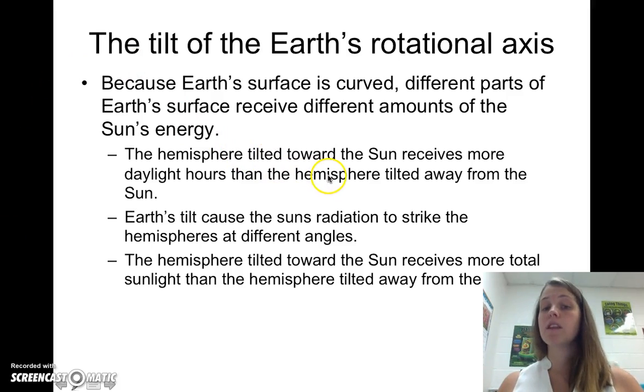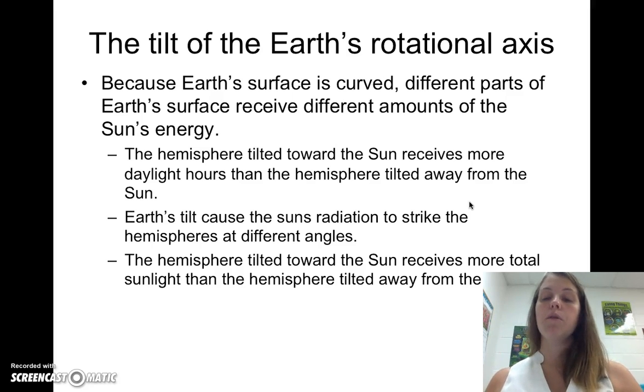So the hemisphere that's tilted towards the sun receives more hours of daylight than the hemisphere that's tilted away. That's why in the summer the days get longer, and in the winter the days get shorter. When we're tilted towards the sun, our days are long. When we're tilted away from the sun, our days are short.